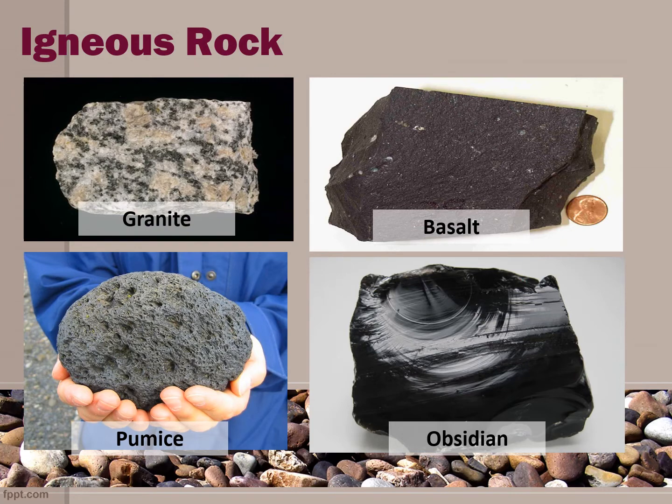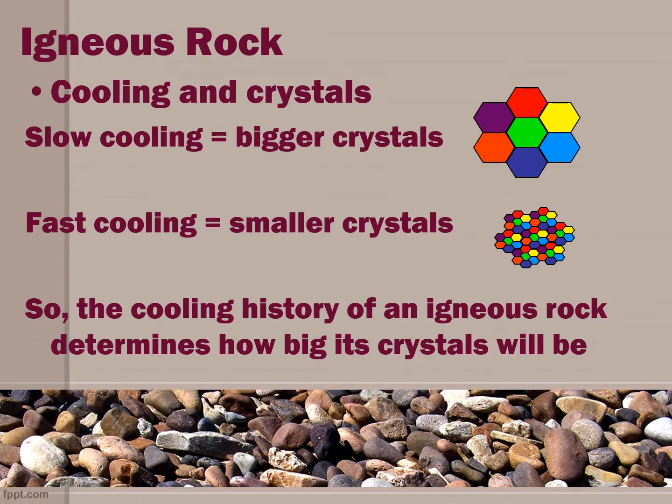Here are some examples of your igneous rocks. We have your granite, basalt, pumice, and obsidian. When we talk about igneous rocks, we can often notice now the crystals. Okay, and the size of the crystals now are dependent on how fast or how slow the cooling process happens.